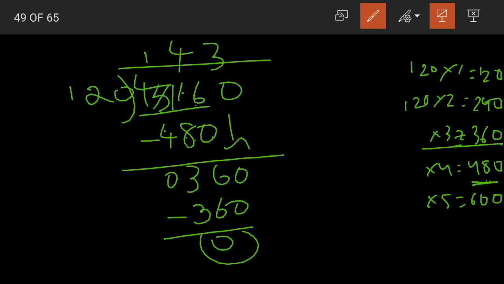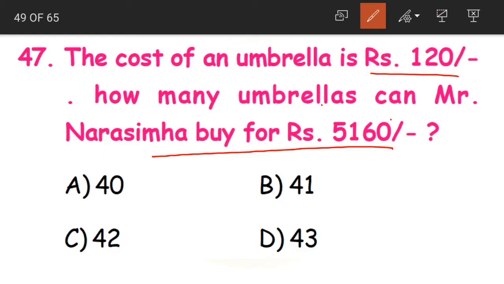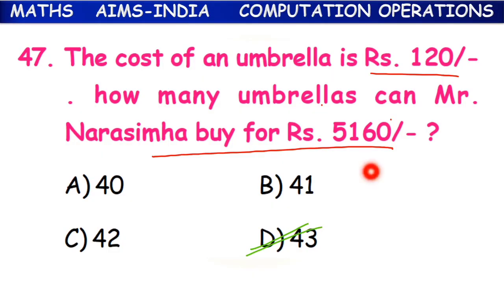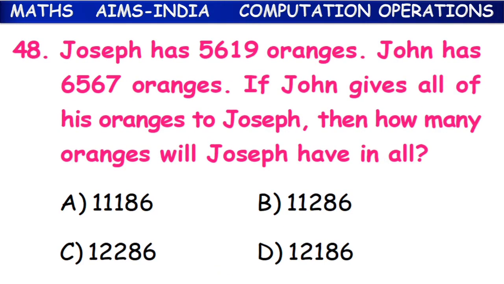Our remainder, sorry. What is the answer now? 43. Option D, 43. Mr. Narasimha can buy 43 umbrellas for 5160 rupees. Clear children? Next, Joseph has 5619 oranges. John has 6567 oranges. If John gives all of his oranges to Joseph, then how many oranges will Joseph have in all?